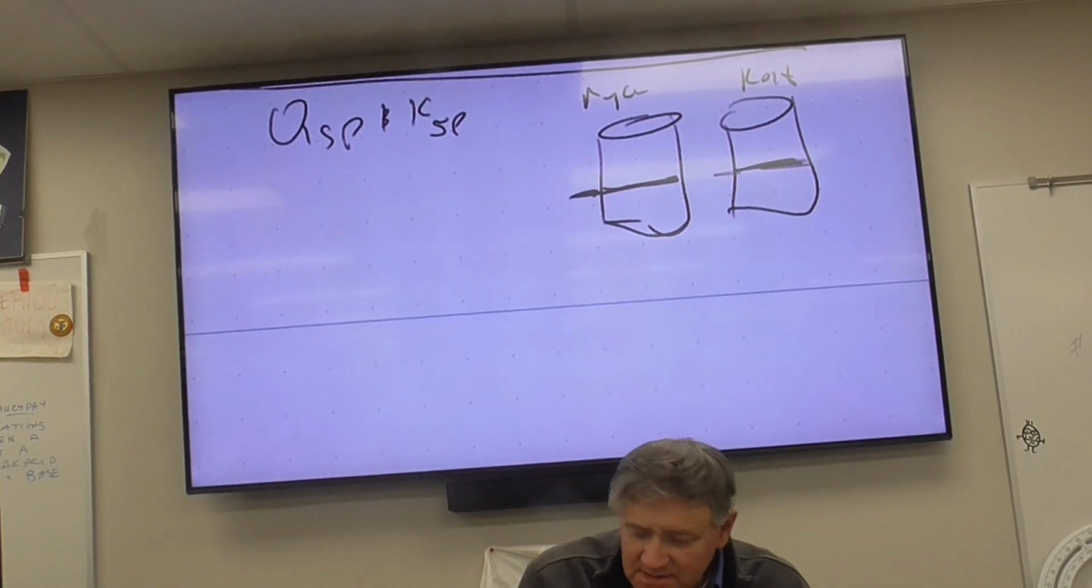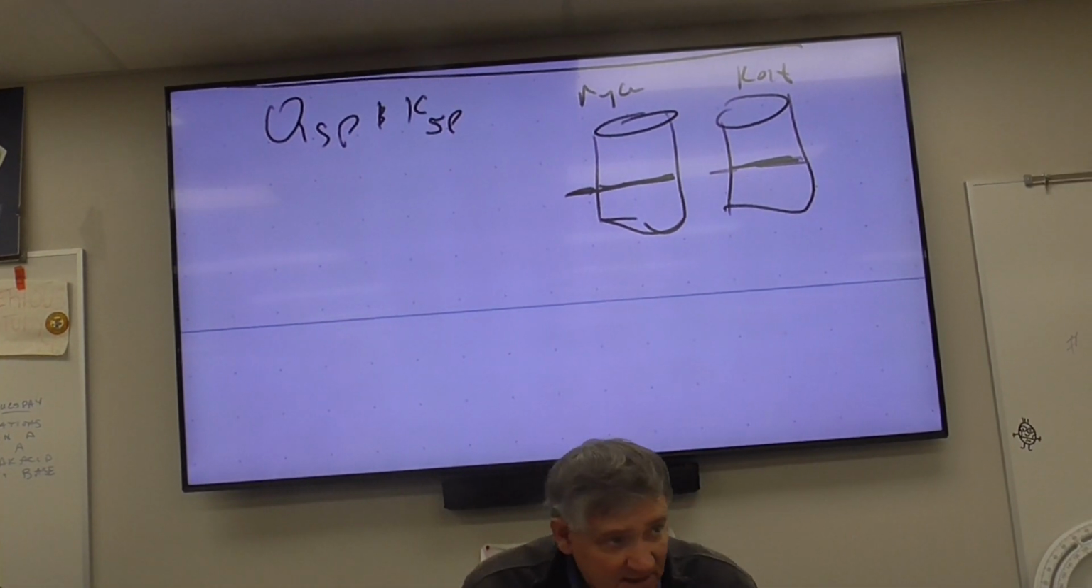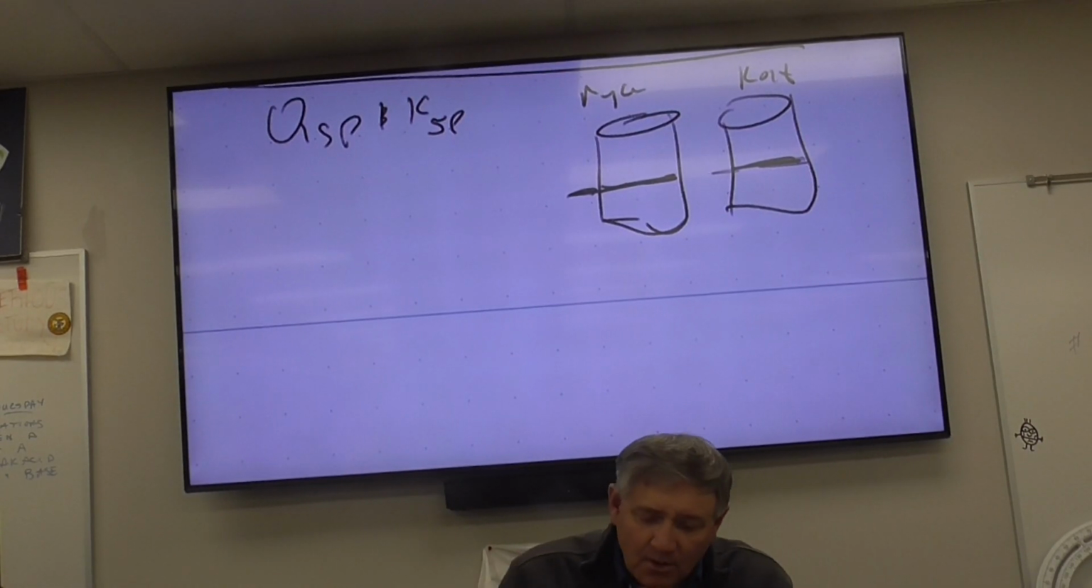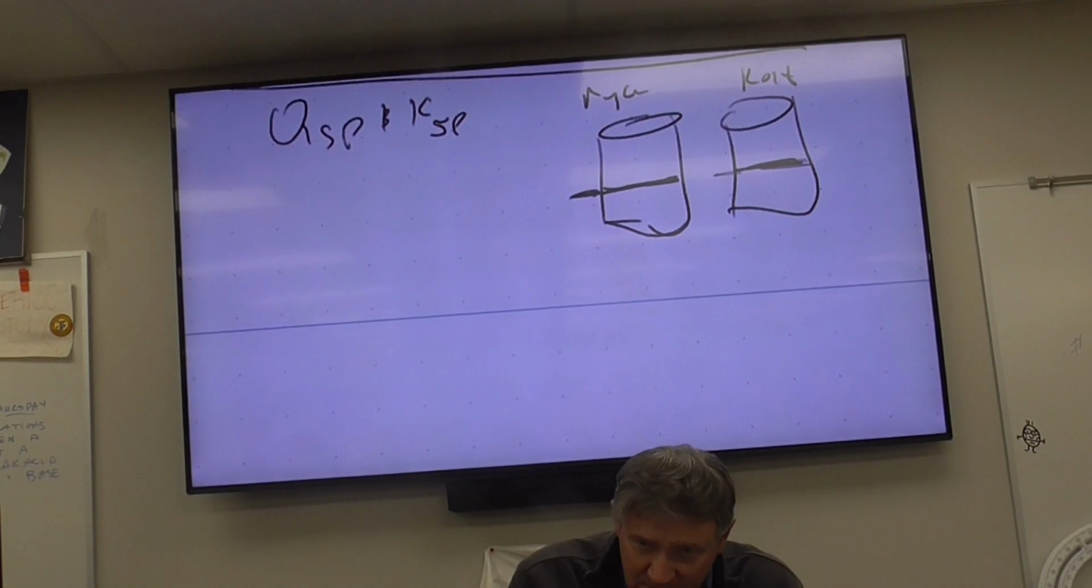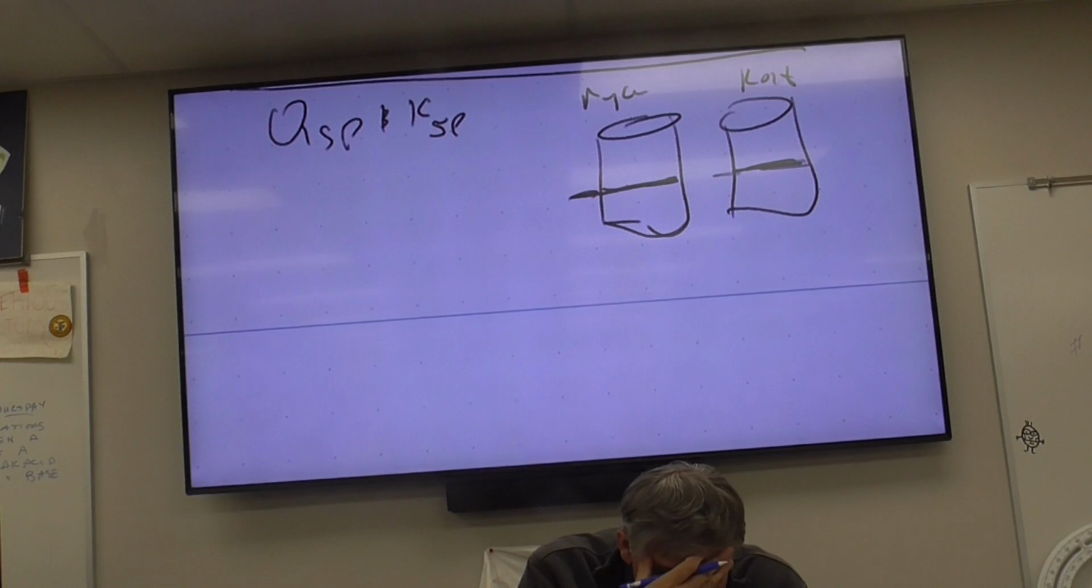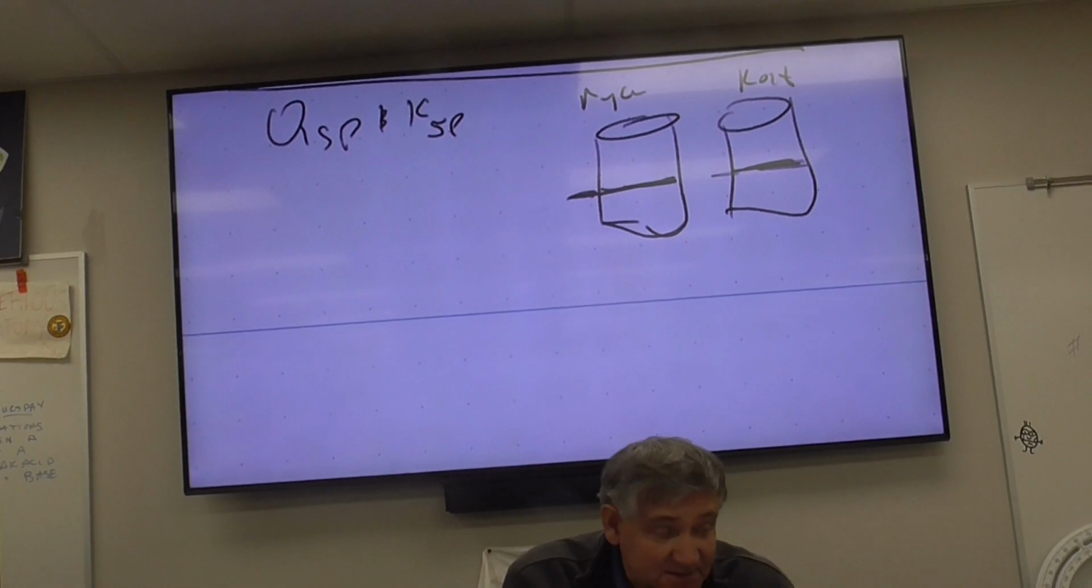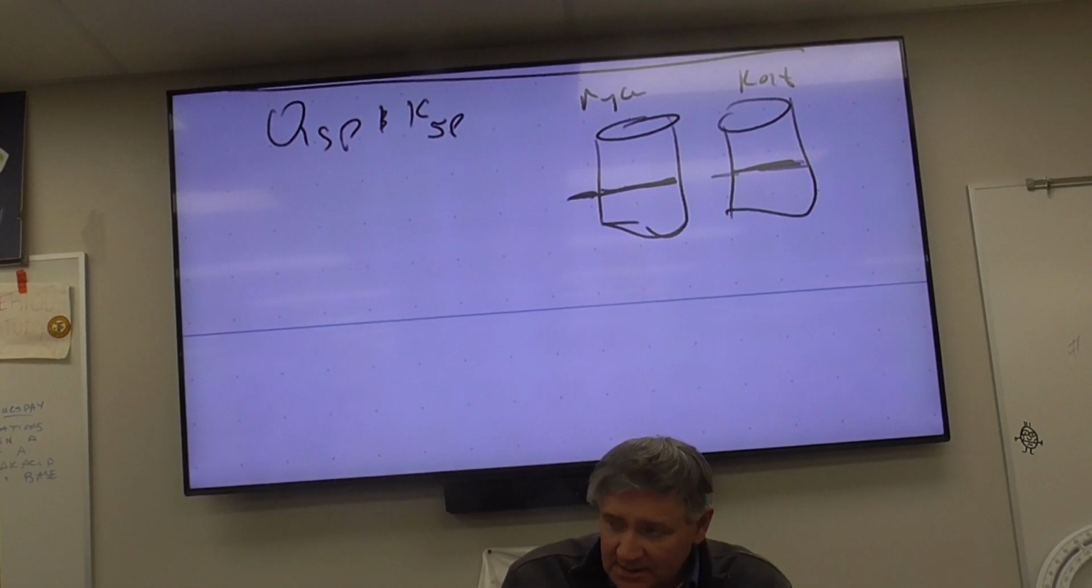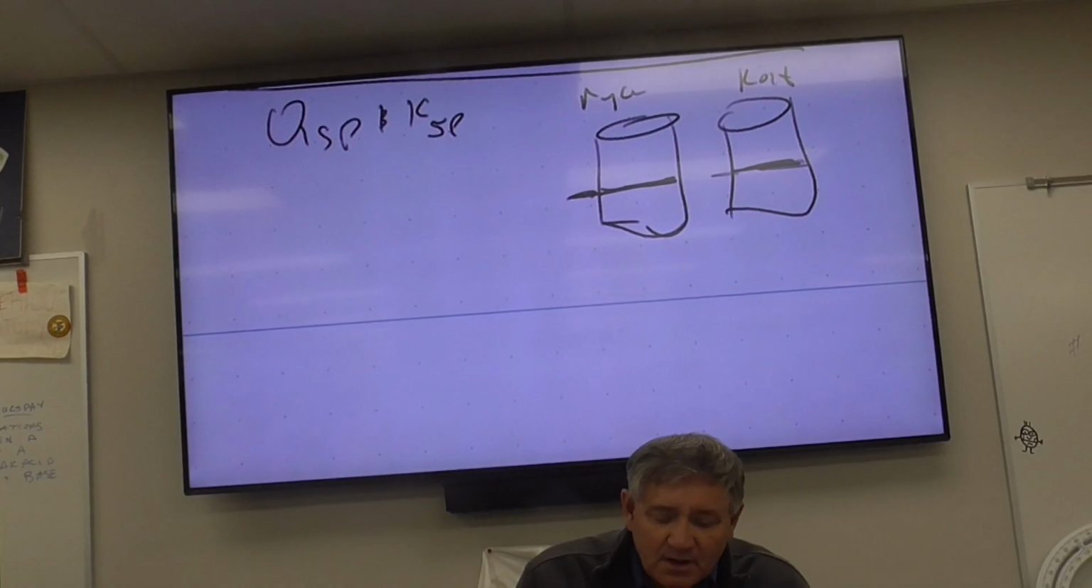Then the whole key to this is that you're going to mix these things together. Once you mix them together, you should hopefully see a precipitate form. That's the whole point of this. Hey, do you see a precipitate?